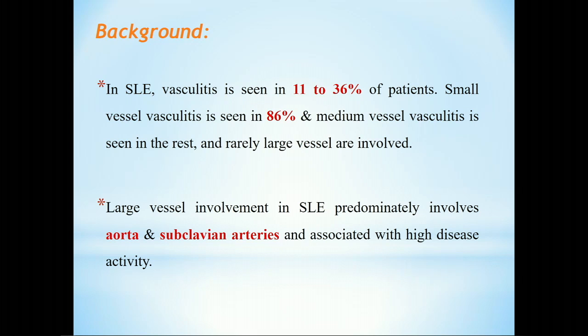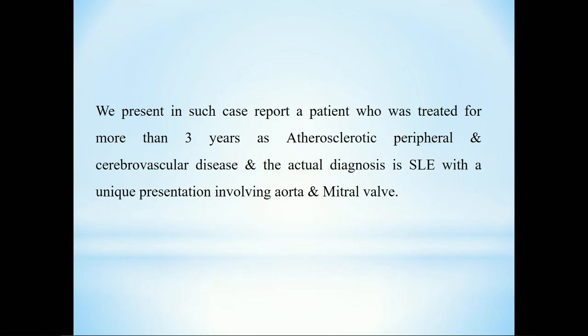Large vessel involvement in lupus predominantly involves the aorta, as in our patient, causing a totally occluded aorta and subclavian arteries, and is associated with high disease activity, also as in our patient. So in this case report we present a patient who was treated for more than 3 years as atherosclerotic peripheral and cerebrovascular disease, and the actual diagnosis is lupus with a unique presentation involving the aorta and mitral valve.